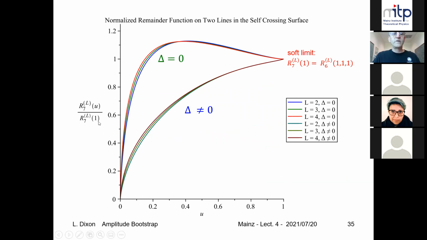We can also plot the remainder function on 2 lines that go through a surface, which is the Euclidean version of the self-crossing kinematics that I mentioned earlier. And we find this similarity in shape. Whenever you have something which is constrained to go to various limits, like 0 in this limit, and it has to go to the 6.111 value at this limit, you tend to get very similar shapes going on.